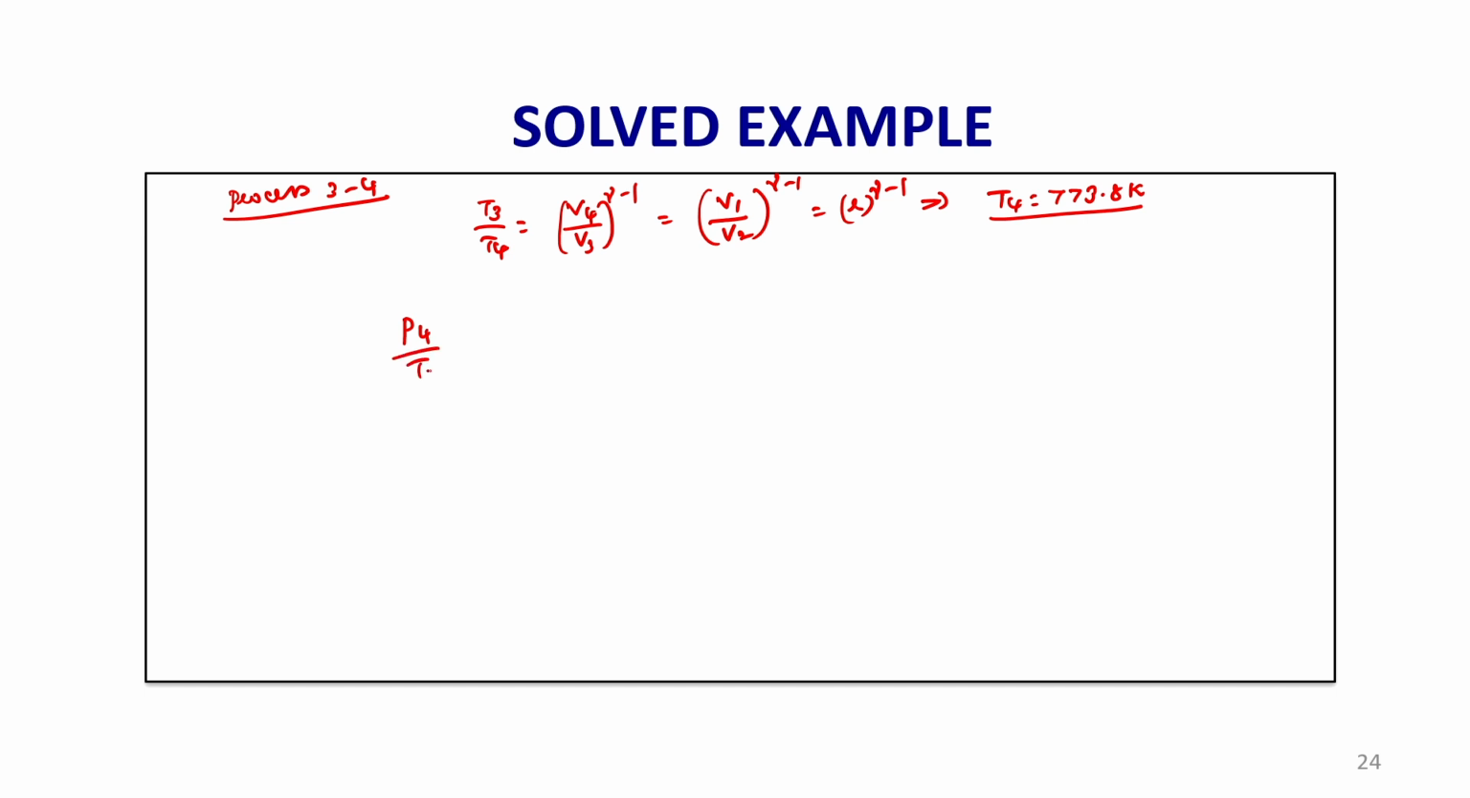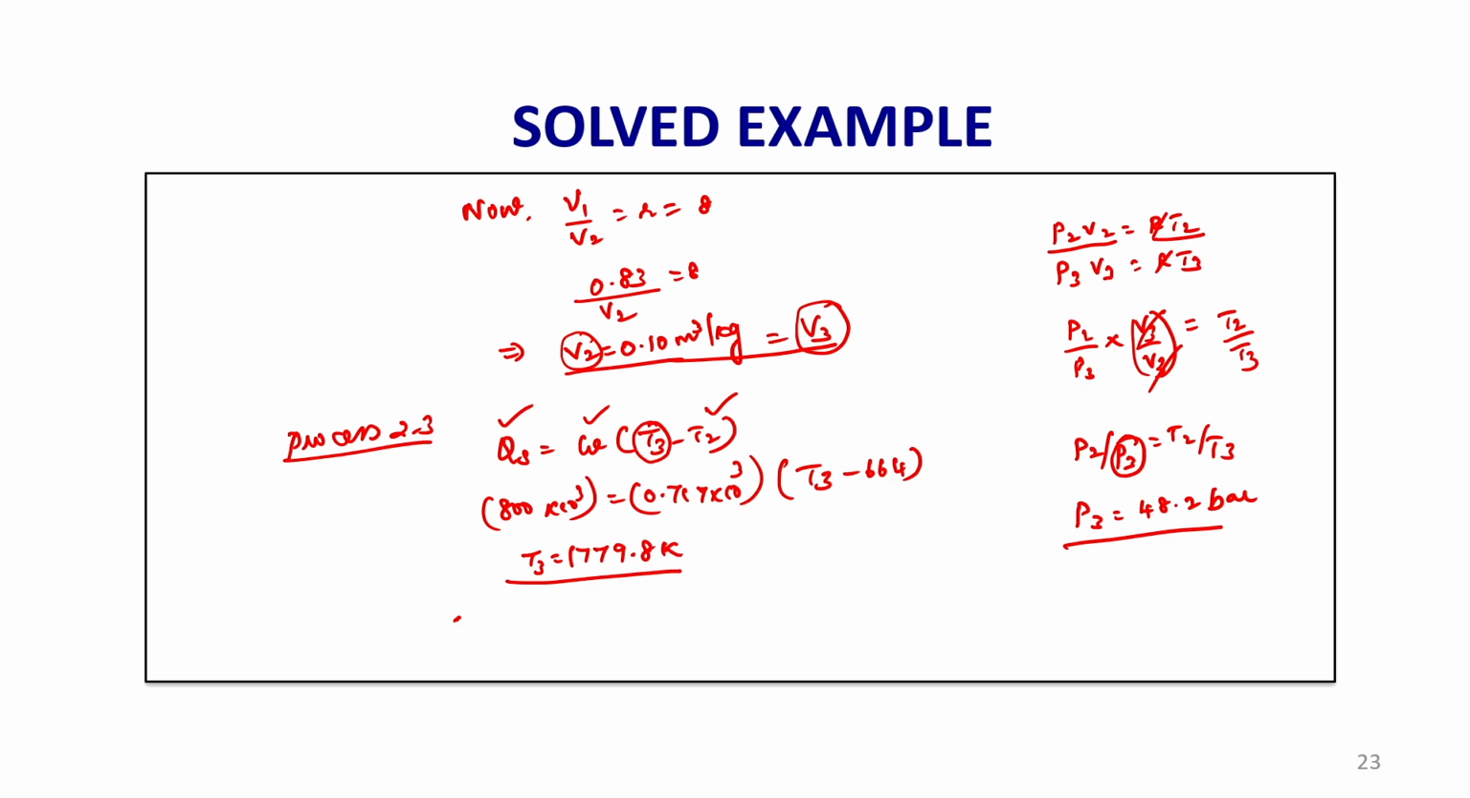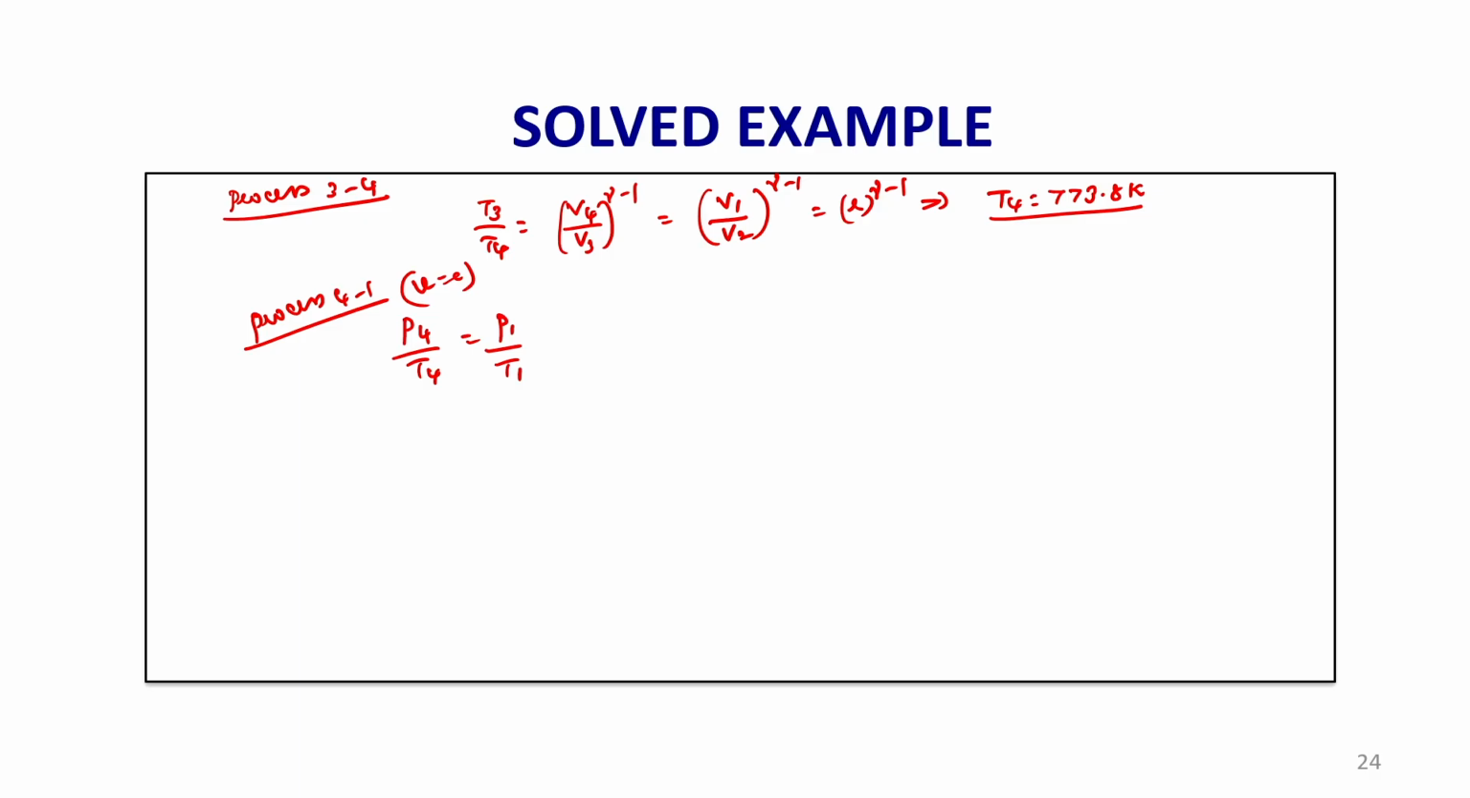P4 by T4 is equal to P1 by T1, process 4 to 1. This is a constant volume process. So, like this I can write the equation P4 V4 equal to R into T4, P1 V1 equal to R into T1. Volume term will get cancelled, R term will get cancelled. So, I will get this equation. So, using this formula, T4 is known, P1 is given, T1 is given, I can find P4.